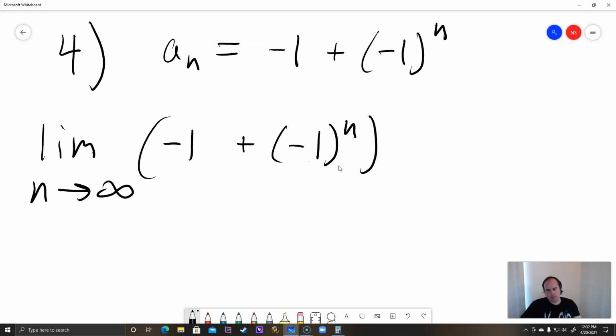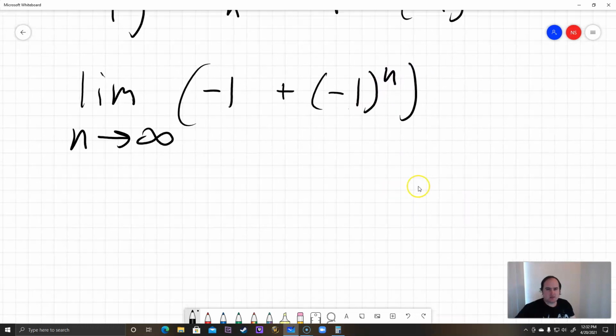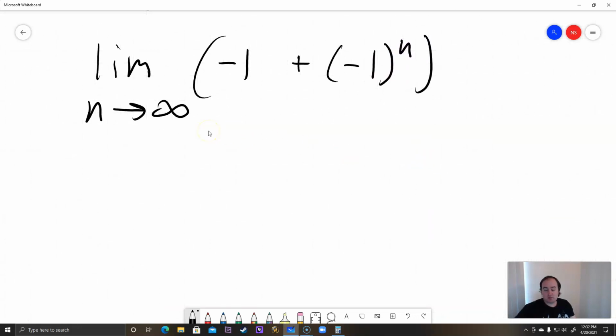Well, as n goes to infinity here, what's really happening is this sequence is just going to keep repeating the same pattern. This is not going to go to 0. It's not going to go to any number. So one way we can do this, because it's a tricky problem, is to write out the terms and figure out a pattern.